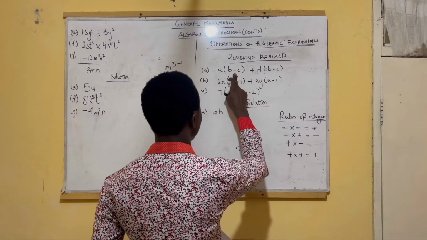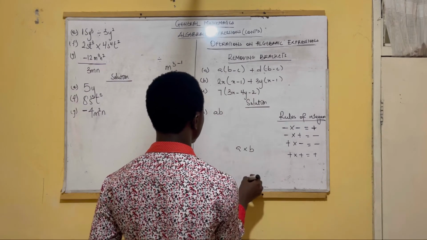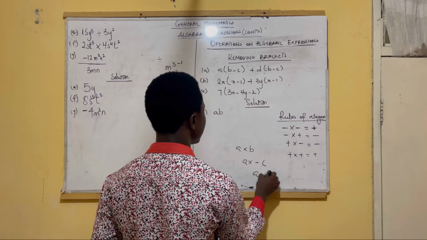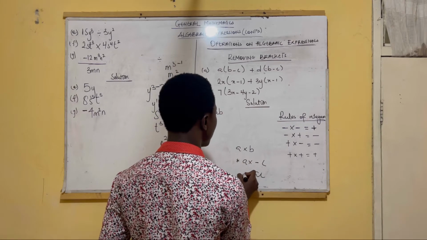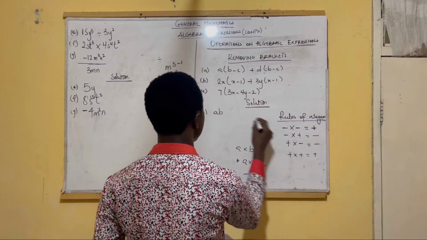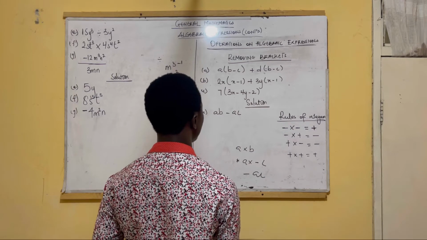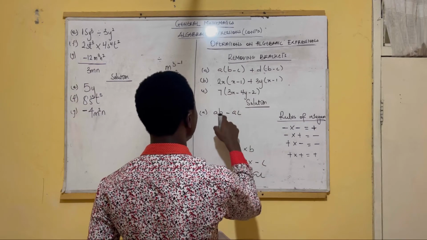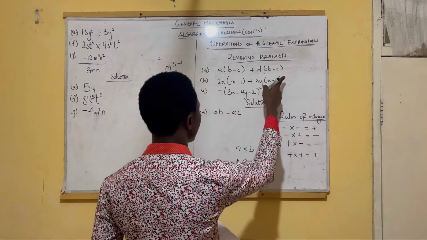A multiplying negative C. A should multiply each term inside, all right? So the next one is what? A times minus C. Of course, it should be AC, but do you remember the rules? Positive multiplying negative, you should get a negative. Positive multiplying a negative value should give you negative. So minus AC. Okay. Of course, A times B is AB. A times minus C is minus AC. You are going to do the same thing for the rest of it.